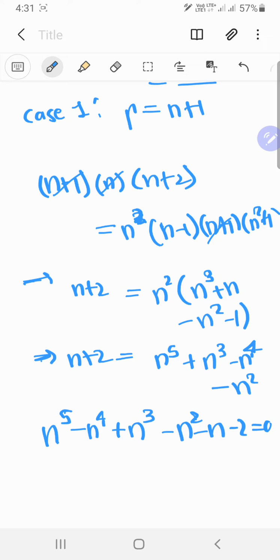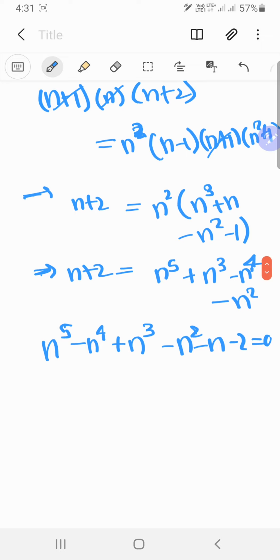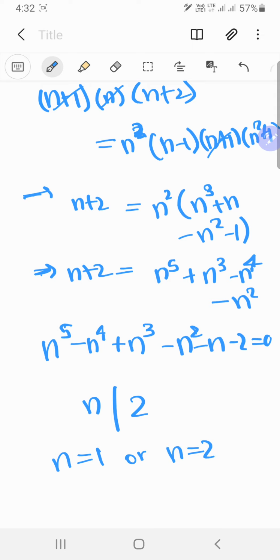And then we can use the rational root theorem, and I mean the integer root theorem would also work. So what we get from that is that n should divide 2. So n can be only one of two things. It can be 1, so n equals 1, or n equals 2. And you can check both of these solutions, and what I found out was that none of them are actually working. So n equals 1 gives me this is 0, this is 0, and then minus 1 minus 2 is minus 3, which is not 0. So unfortunately that doesn't work.